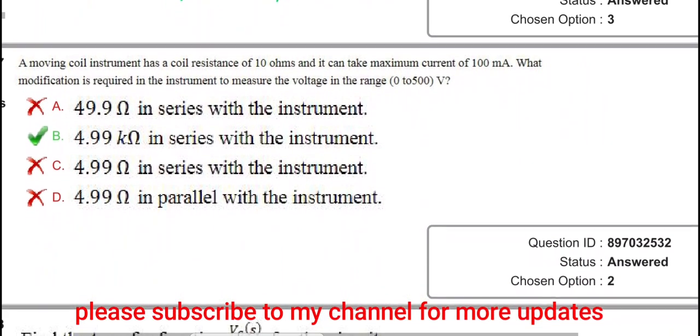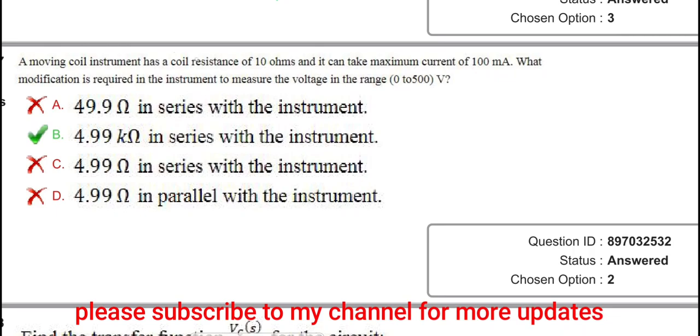So a moving coil instrument has a coil resistance of 10 ohms. It can take a maximum current of 100 milliamperes. What modification is required in the instrument to measure a voltage in the range 0 to 500 volts? So here we need to increase the range of the instrument. So Rs is equal to Rm into M minus 1.